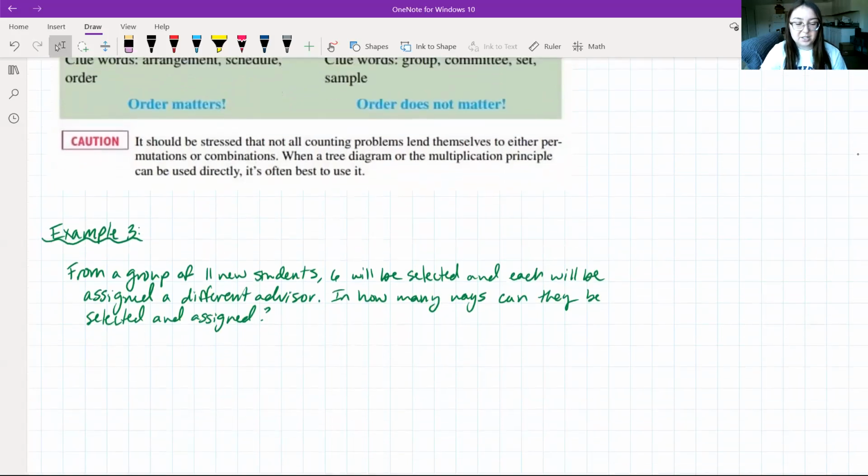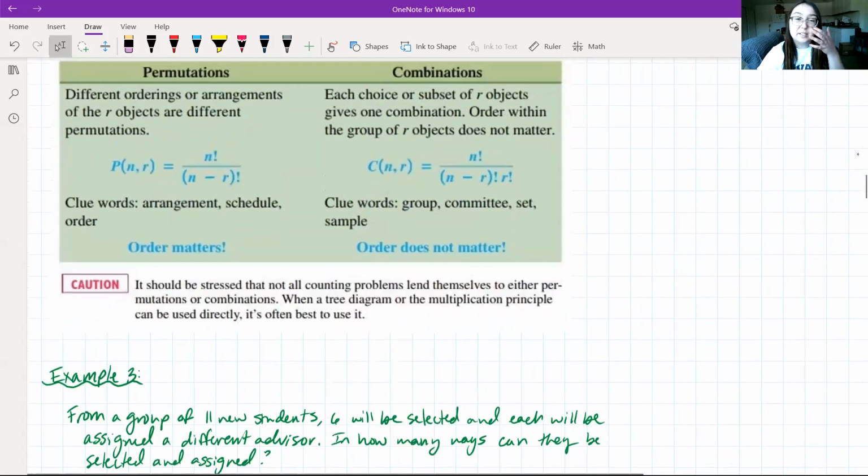Another word of caution is to be stressed: not all counting problems lend themselves to either permutations or combinations. When a tree diagram or multiplication principle can be used directly, it's often best to use it. And that's what we saw with our very first example. So maybe you're not always going to be able to use permutations or combinations, but if you can use something very simple like a tree diagram or multiplication principle, it's always best to just use that.